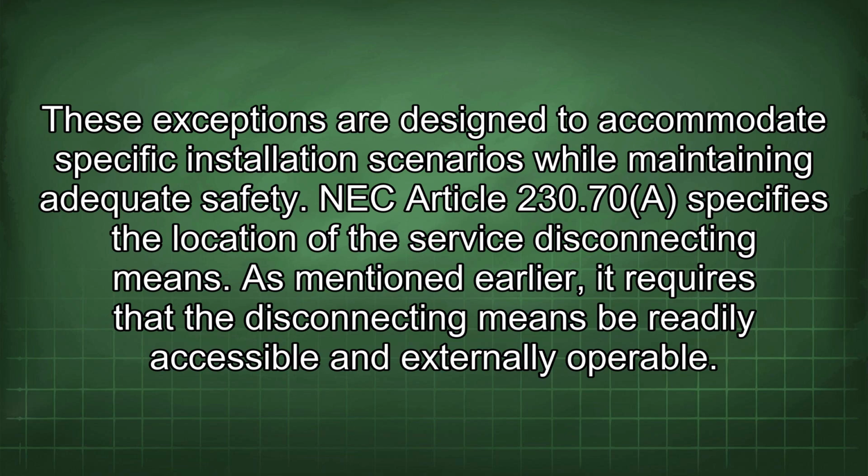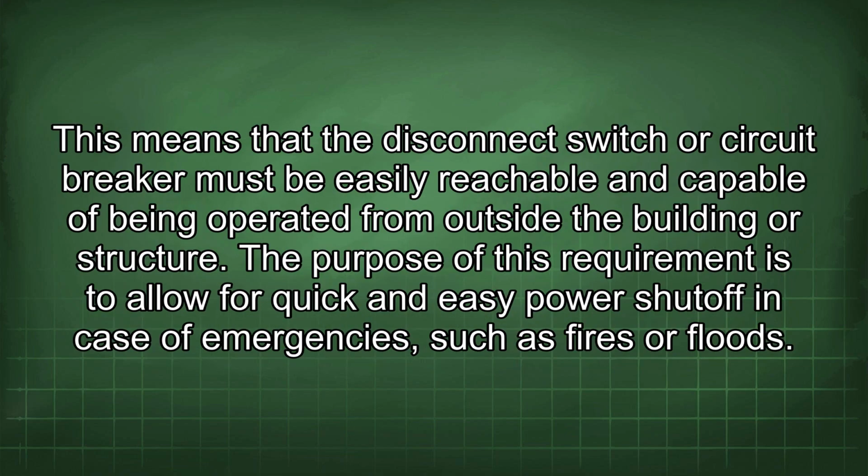NEC Article 230.70 specifies the location of the service disconnecting means. As mentioned earlier, it requires that the disconnecting means be readily accessible and externally operable. This means that the disconnect switch or circuit breaker must be easily reachable and capable of being operated from outside the building or structure. The purpose of this requirement is to allow for quick and easy power shutoff in case of emergencies, such as fires or floods.